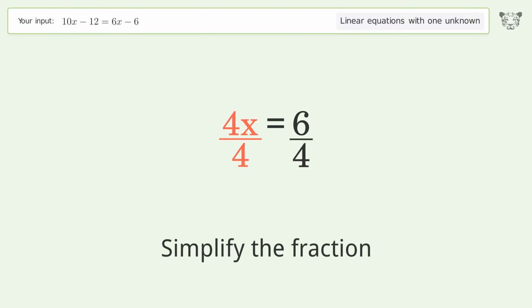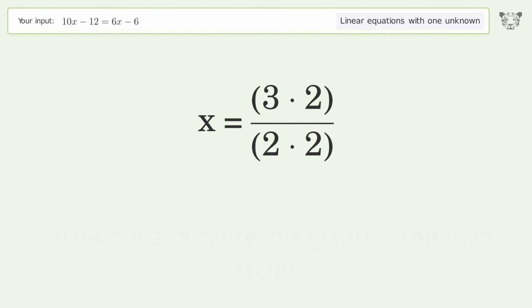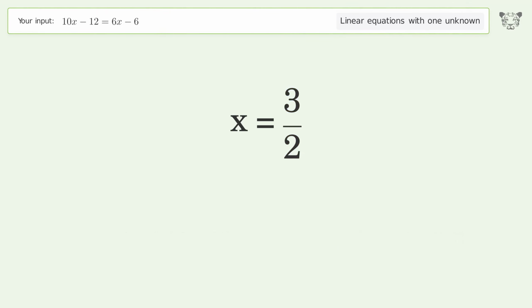Simplify the fraction. Find the greatest common factor of the numerator and denominator. Factor out and cancel the greatest common factor. And so the final result is x equals 3/2.